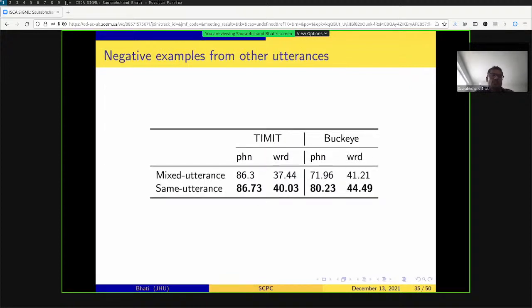And this is another ablation study which talks about how we can sample negative examples, either from the same utterance or from different utterances. It has been a trend that same utterance seems to work better for phone classification, and mixed utterance seems to work better for speaker classification. In our task we're trying to do phone segmentation, so that is true. If you sample from the same utterance, it works better than the mixed utterance. And the trend is similar for both Buckeye and TIMIT, and for both phone segmentation and word segmentation.